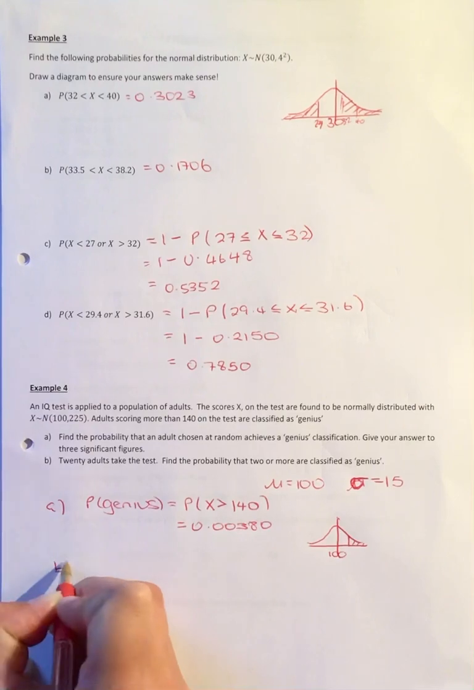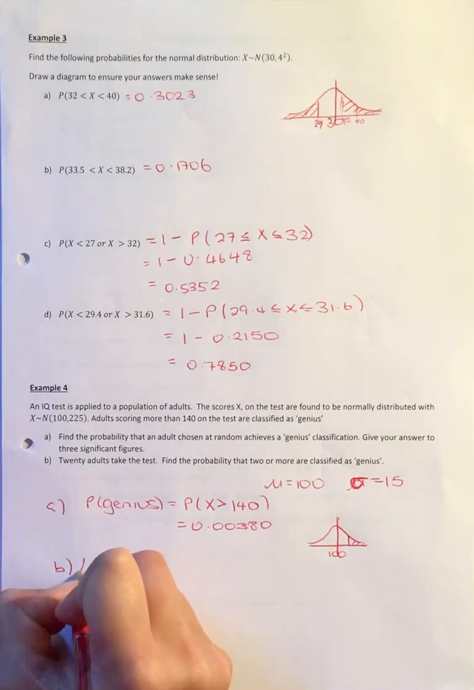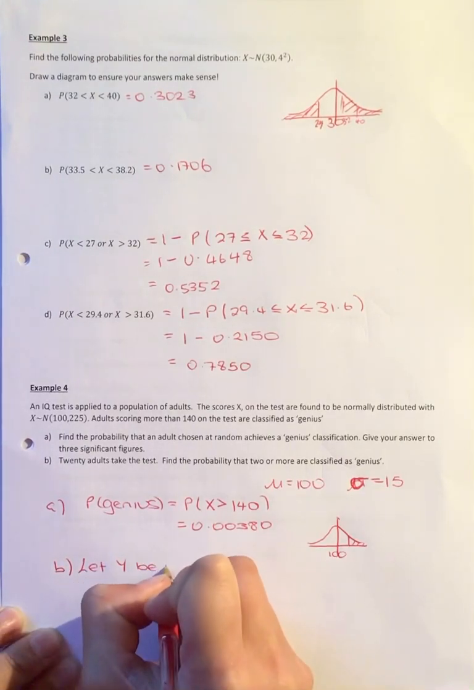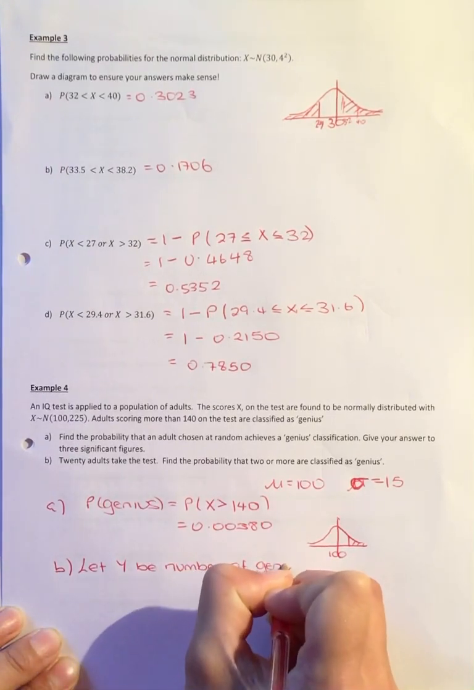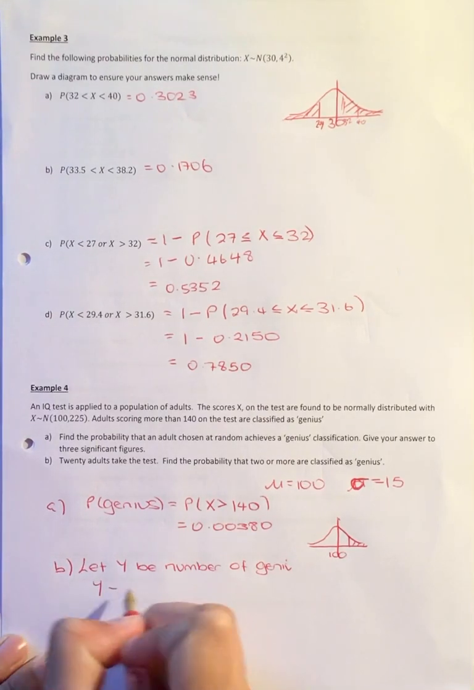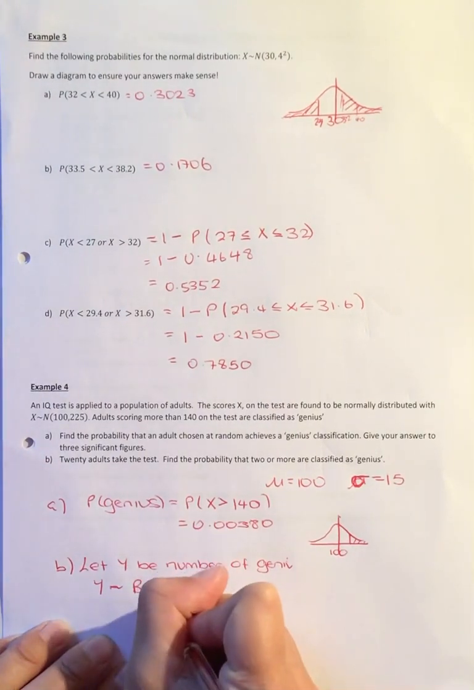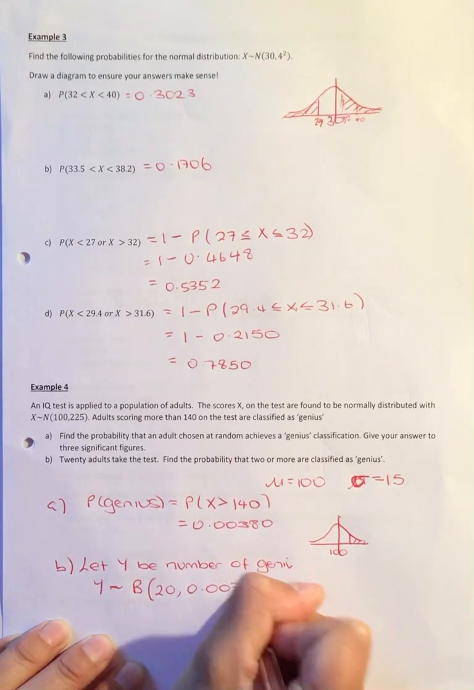And then 20 adults take the test. We want the probability that 2 or more are classified as genius. So we're now looking if we have a new random variable, and that's the number of geniuses. We'll go for genii. Let y be the number of genii, then y is a binomial distribution. It's binomially distributed. We're doing 20 trials and our probability of success is 0.00380.